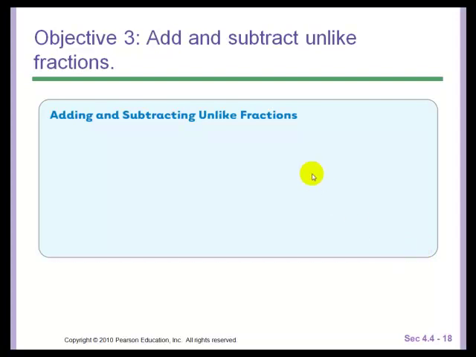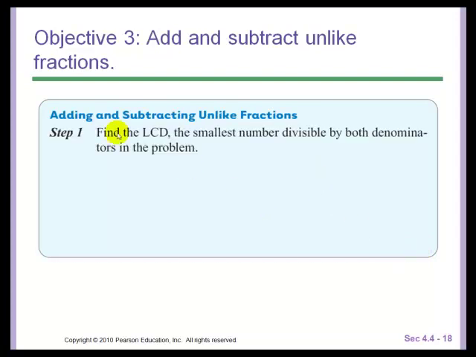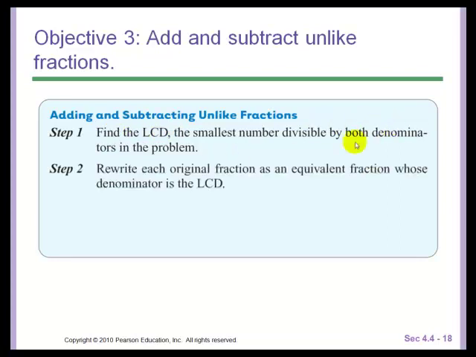So, how do we add and subtract unlike fractions? First, you find the lowest common denominator that both denominators go into. Then you're going to rewrite each fraction as an equivalent fraction whose denominator is the LCD. Remember, you can create equivalent fractions by multiplying the numerator and denominator by the same thing.